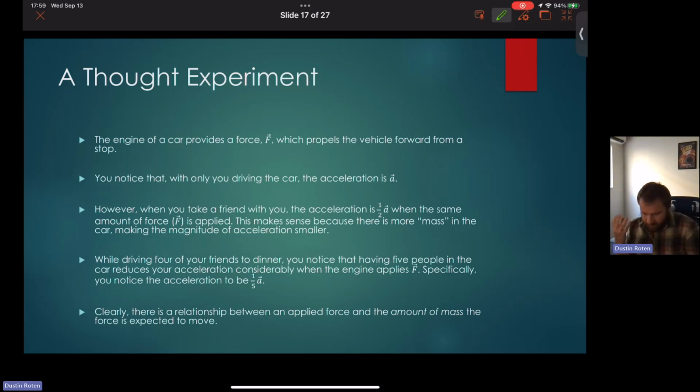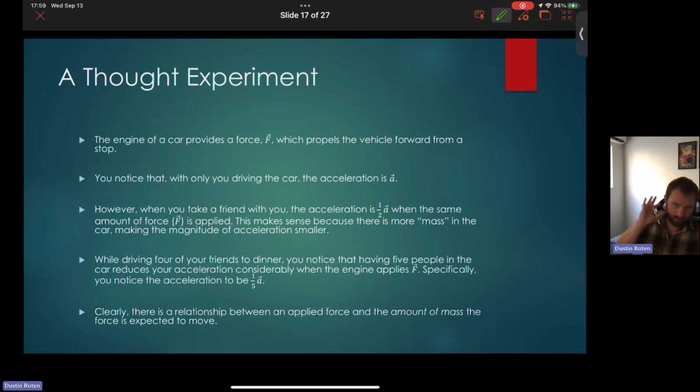So the engine of a car provides a force F, okay? In general, every time you get in your car and take off from a stop sign, we're going to get this force F, okay? And it propels the vehicle forward from a stop.